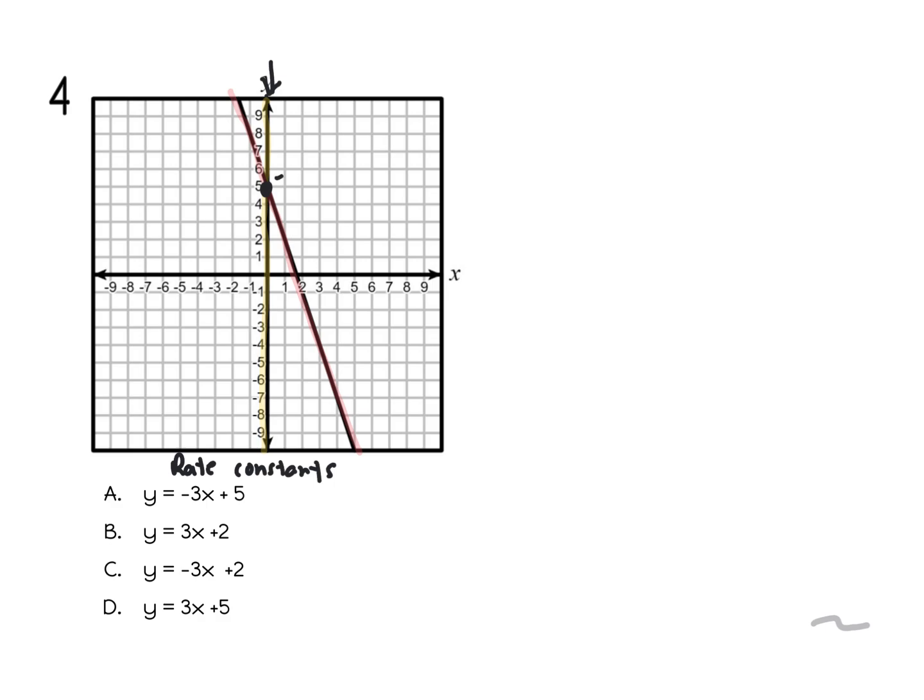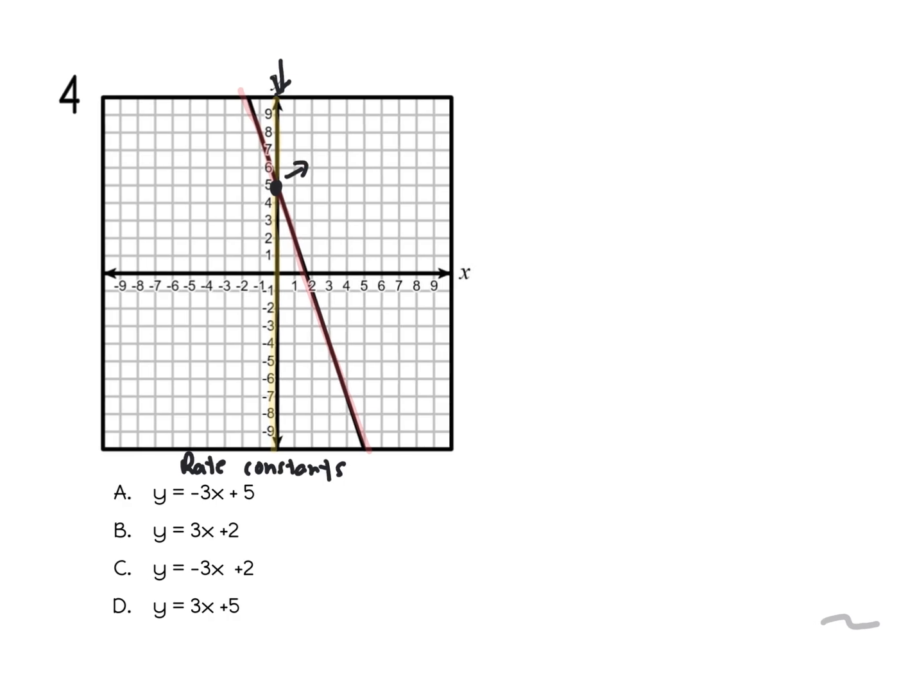So this point here is at 0, comma 5. That means my constant is at 5, so it's at a positive 5. So I look at all my constants, and that can already get me down to a 50-50. When I look at where my y-intercept is, where my constant is, my constant's on the y-axis.